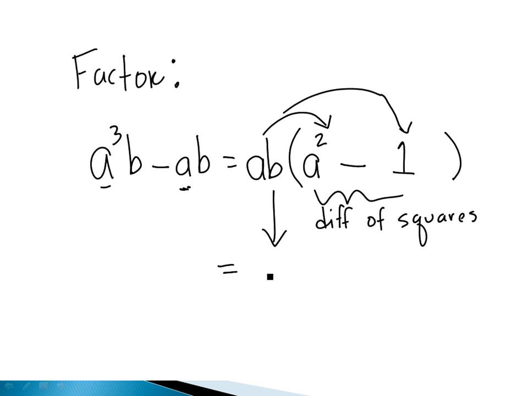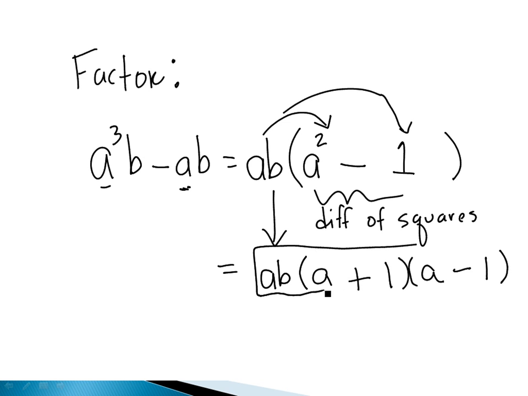Bring down that AB. Do not leave it, or else you have not factored completely. Alright, the square root of a squared is a, and the square root of 1 is 1. So put a plus and a minus, and this is your answer: AB times a plus 1 times a minus 1.